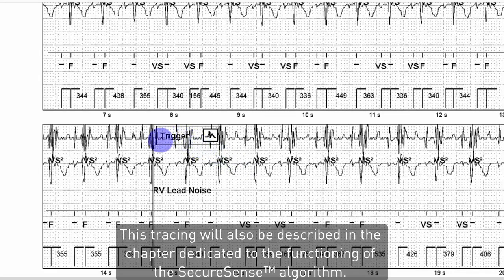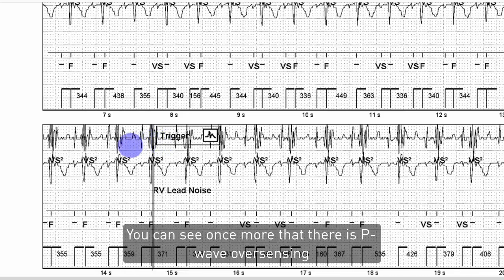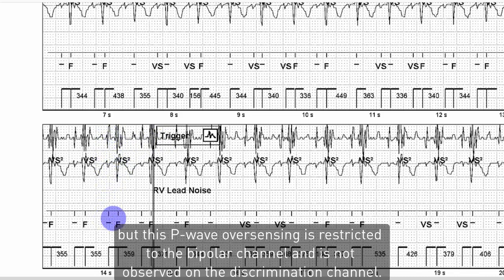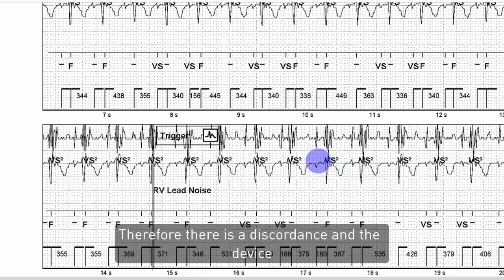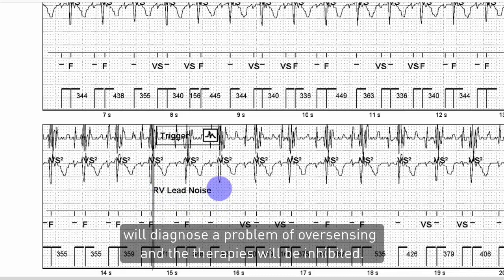This tracing will also be described in the chapter dedicated to the functioning of the secure sense algorithm. You can see once more that there is P-wave oversensing, but this P-wave oversensing is restricted to the bipolar channel and is not observed on the discrimination channel. Therefore, there is a discordance, and the device will diagnose a problem of oversensing, and the therapies will be inhibited.